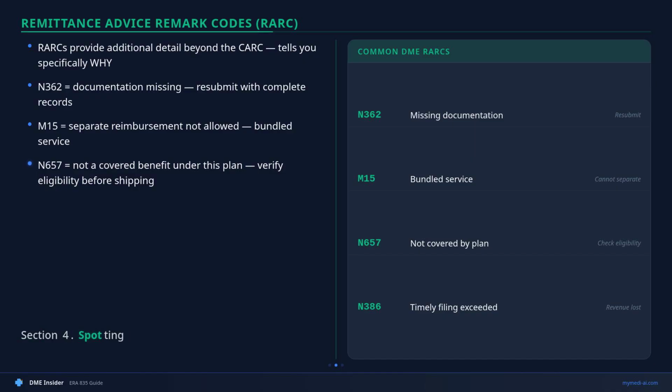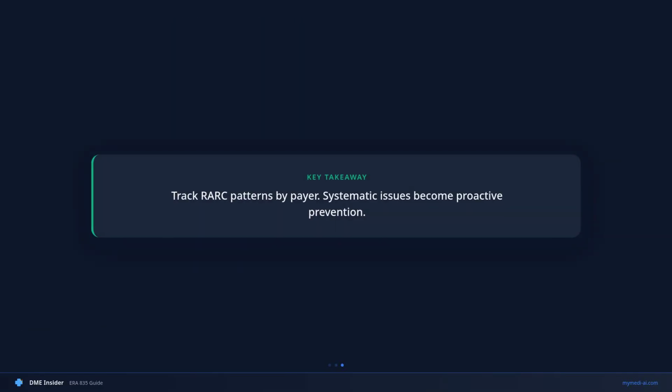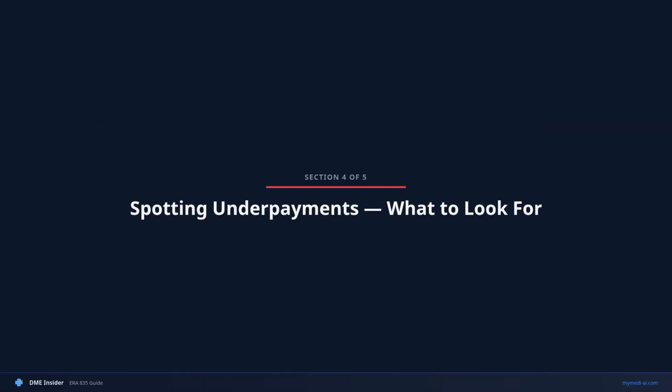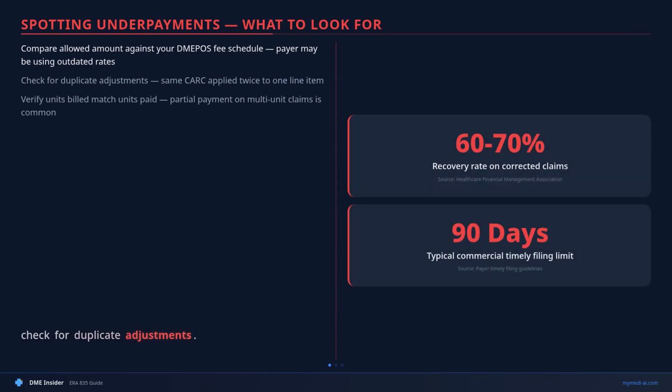Section 4. Spotting underpayments. What to look for. This is where the money is. Most suppliers review ERAs to see if they got paid. What you should be reviewing is whether you got paid correctly. First, compare the allowed amount against your DMEPOS fee schedule. Payers sometimes use outdated fee schedules, especially smaller commercial payers. If the allowed amount is lower than the current CMS fee schedule rate for your region, you have grounds for a corrected claim. Second, check for duplicate adjustments.